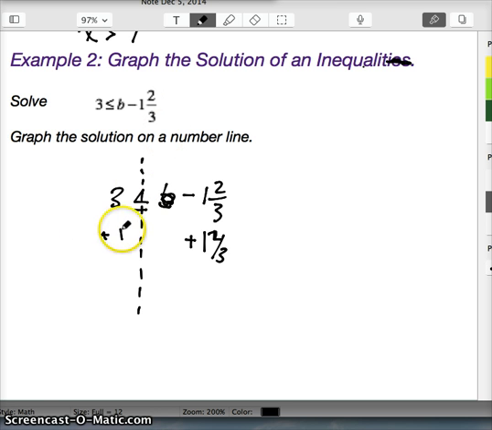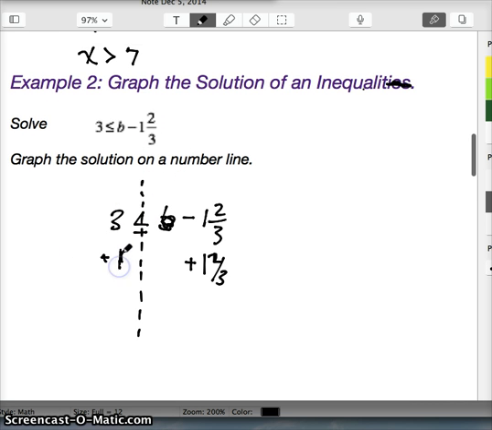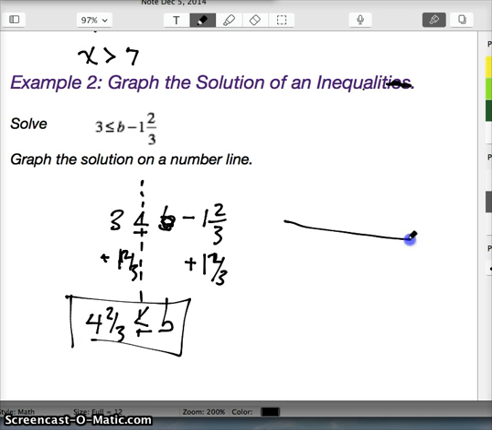When I do that, I see that things are pretty simple. Adding 3 and 1 2/3 will lead me to 4 2/3. And on the right side, I'm just left with b, which is cool. So this is my answer. And to graph such a thing, again, let's fix that line. To graph such a thing, that's a little better.